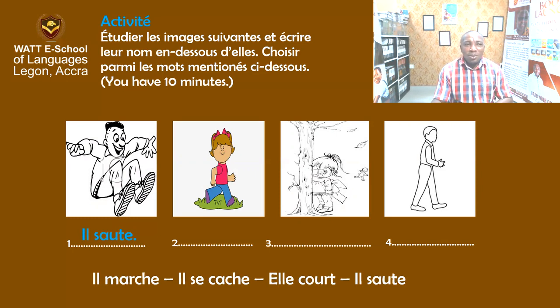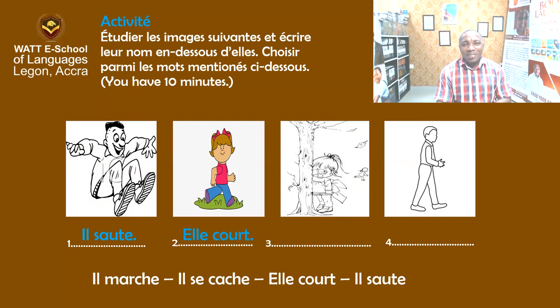Number 2, look at the boy. Is he jumping? Say no, he's not jumping. She's a girl. Look at the hair. Sorry, forgive me. So what are you going to say? She's not jumping, but she's rather running. So how do you say she runs in French? Elle court. Correct. Elle court.